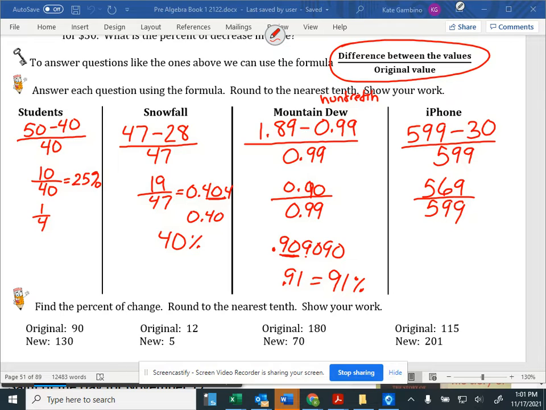Caitlin? 95%. 569 divided by 599 is 95%. Molly? Also, we're figuring out these problems. Are we allowed to use a calculator?